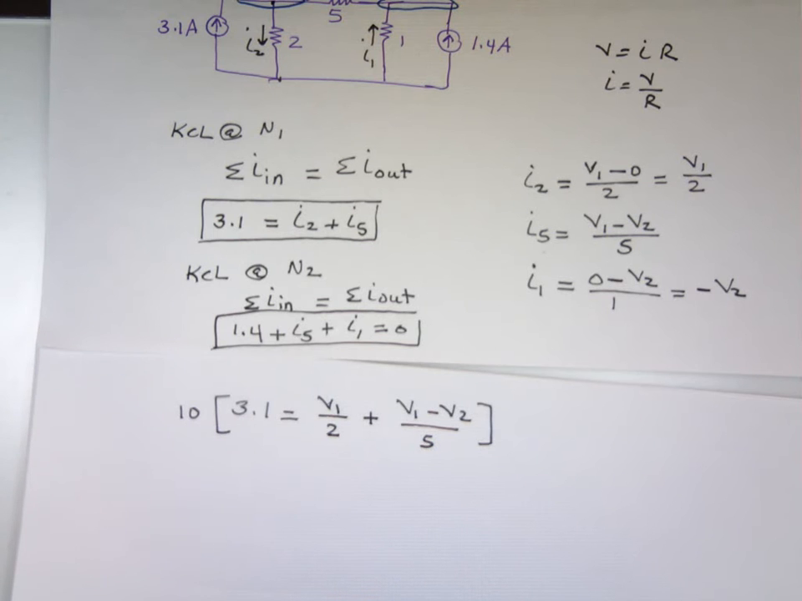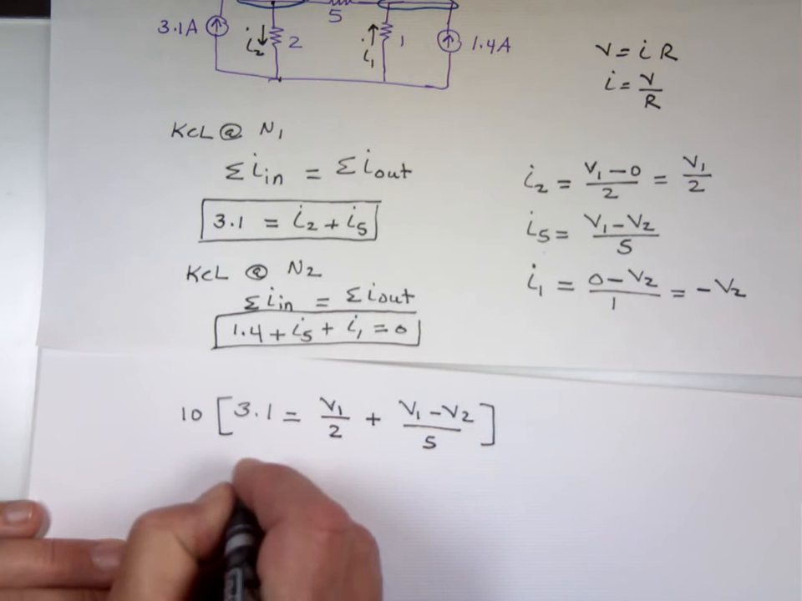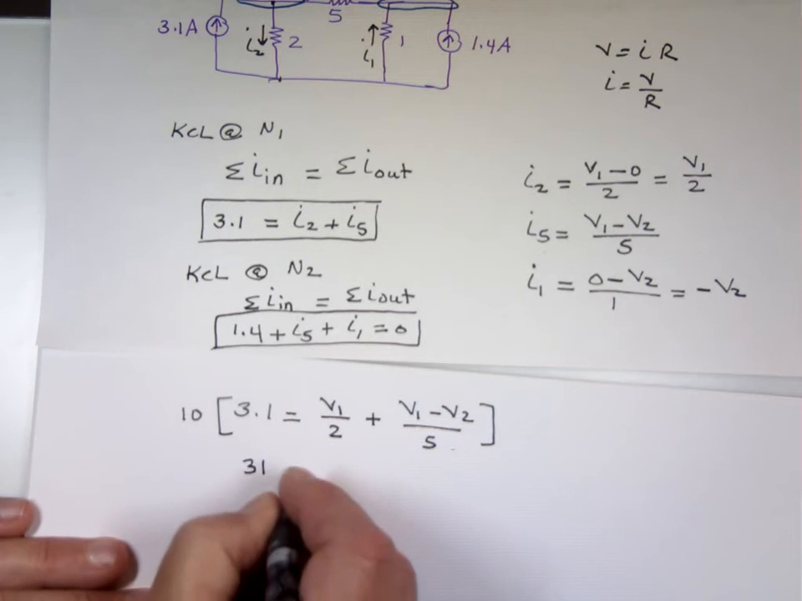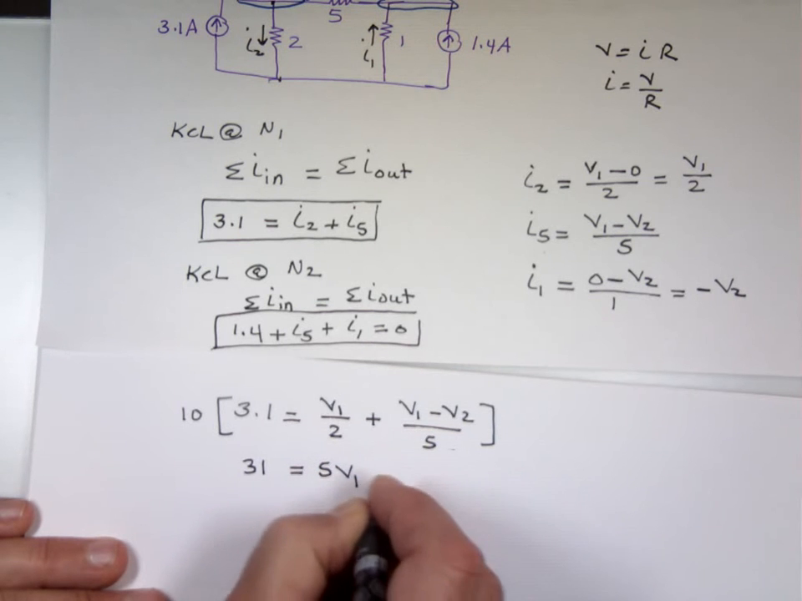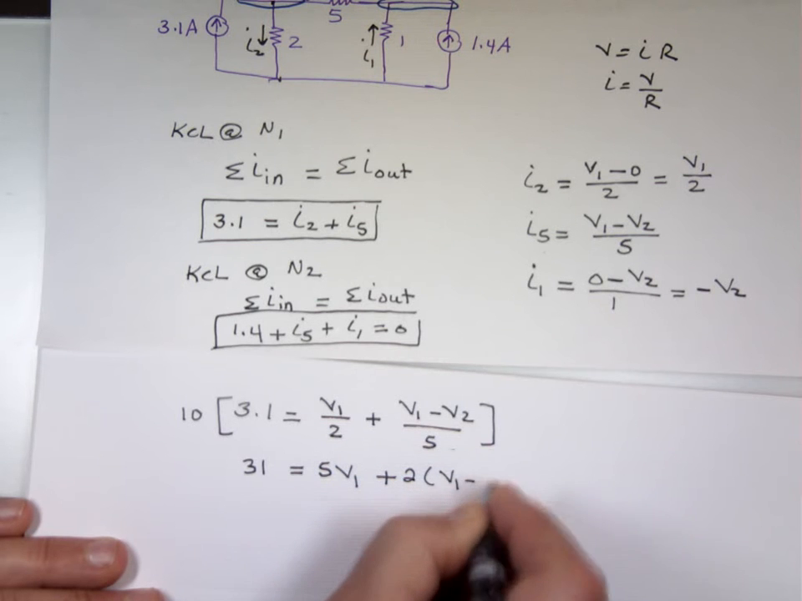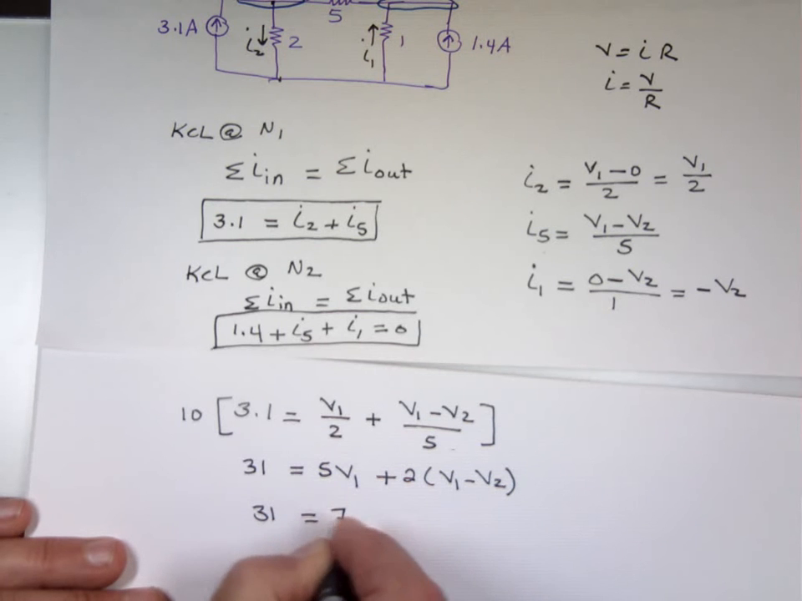So let's multiply each one of these by 10. Why is it 10? 2 and 5. Oh. 31 equals what? 5 V1 plus 2 times V1 minus V2. Clean it. 31 equals what? 7 V1 minus 2 V2.